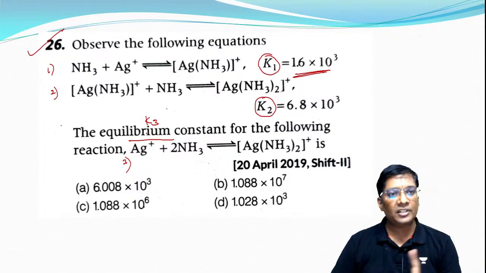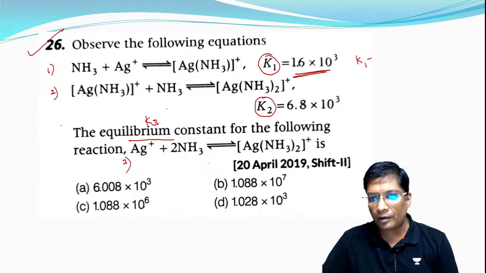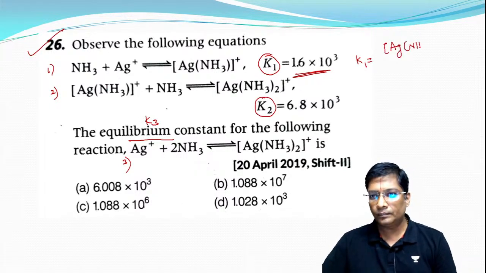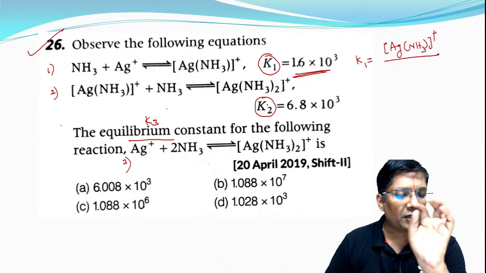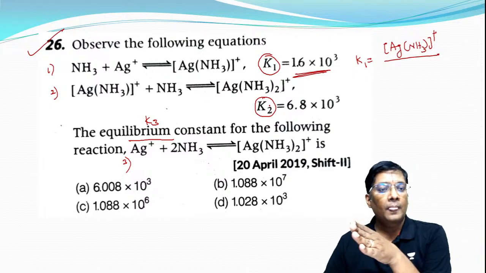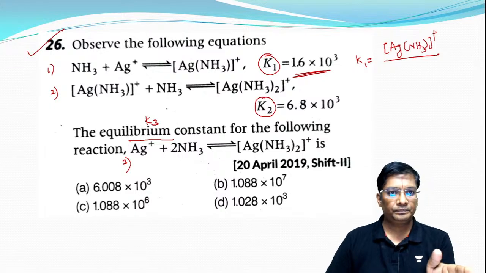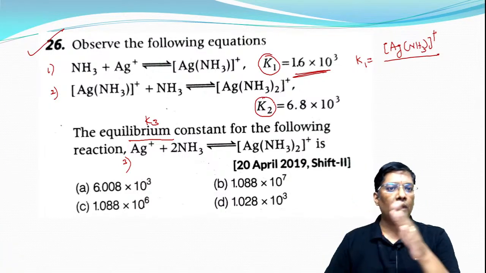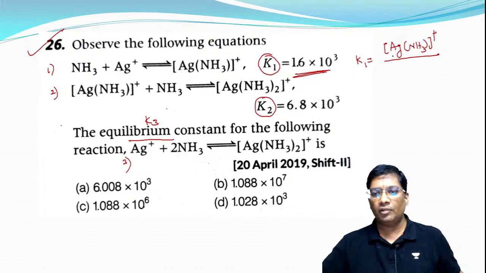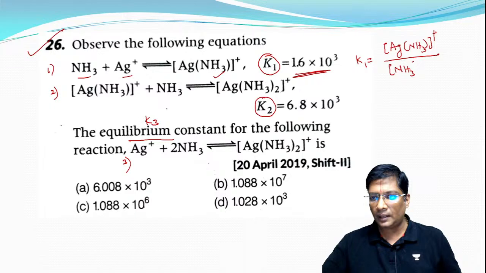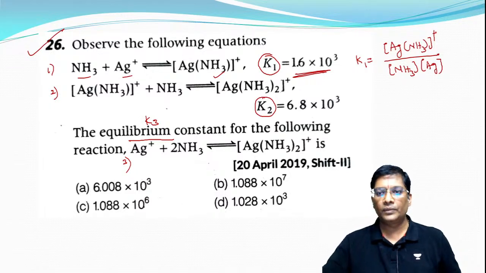Okay, I will give a small hint to you. First of all, you have to write the K1 for this equation. You know very well, the equilibrium constant with respect to concentration means the molar concentration of the products by the molar concentration of the reactants. That is the equilibrium constant. So we have written the product, now write the reactants: concentration of NH3 into concentration of Ag plus. Okay, this is K1. What about K2?